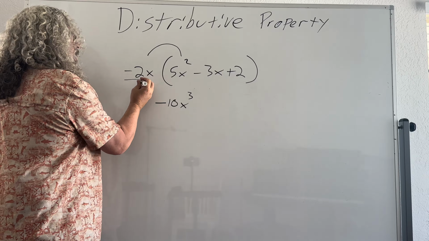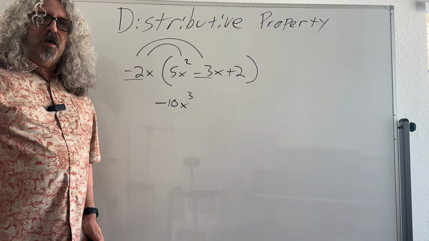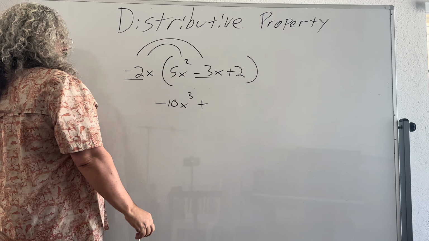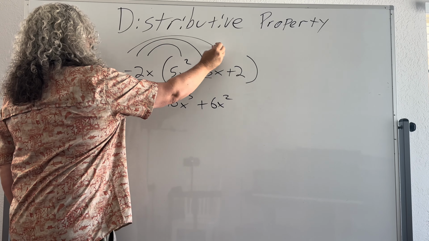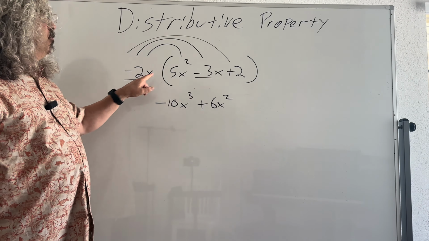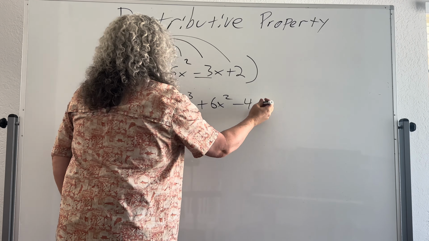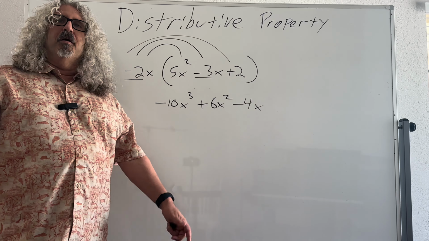Now, watch this. I have a negative 2 times a negative 3. And that's how you want to say it. A negative times a negative is a positive 6x squared. And then if I do the last one, I have a negative 2 times a positive 2, which would be a negative 4. And then I have no x there, but I have an x there, so I've got to keep the x right there. And boom, there you go.